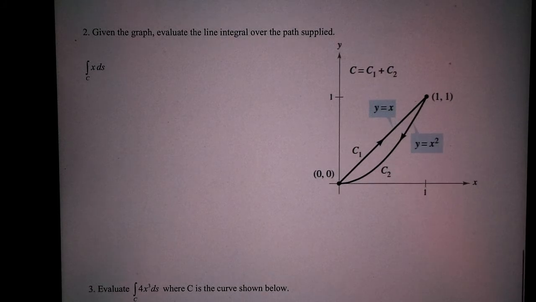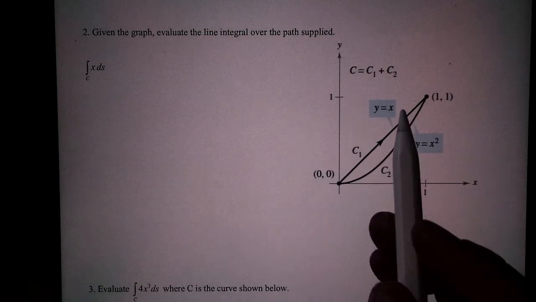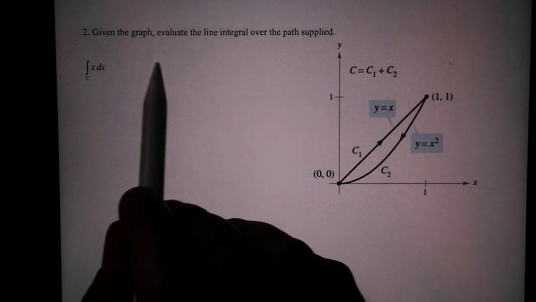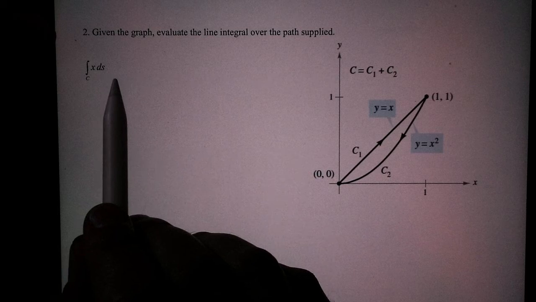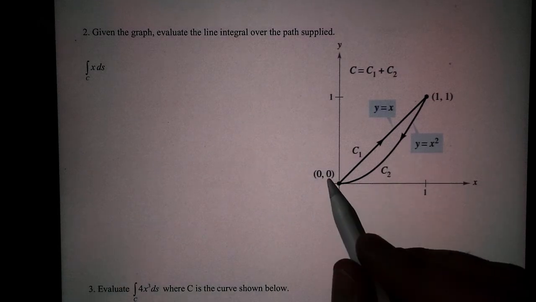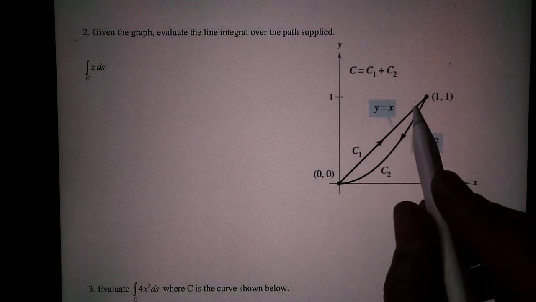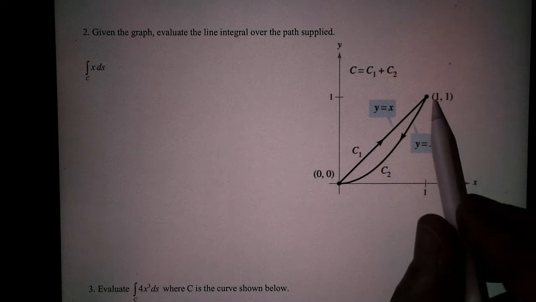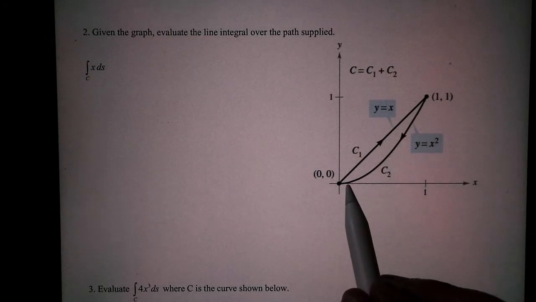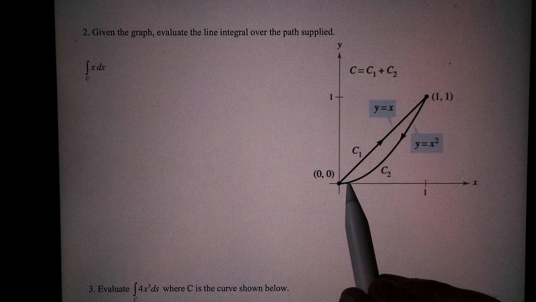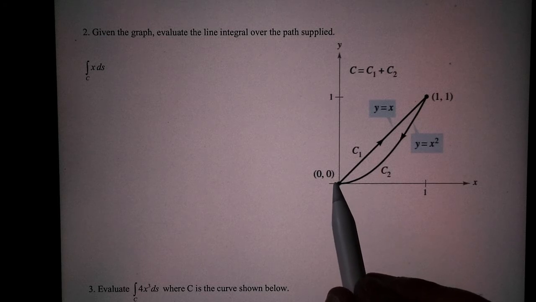Hello, welcome back. So we're going to take a look at another example of a line integral. We're given the following graph. We want to evaluate the following line integral over the path supplied. On C1, we're going to be on the line y equals x, and then on C2, we're going to be on the parabola y equals x squared.